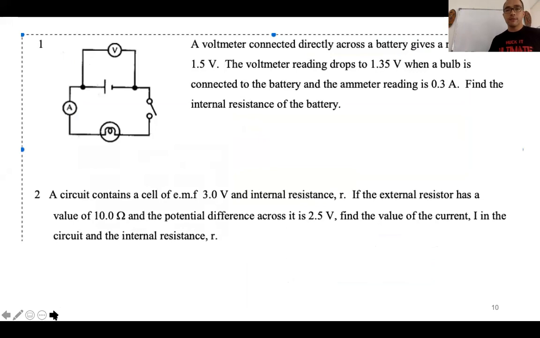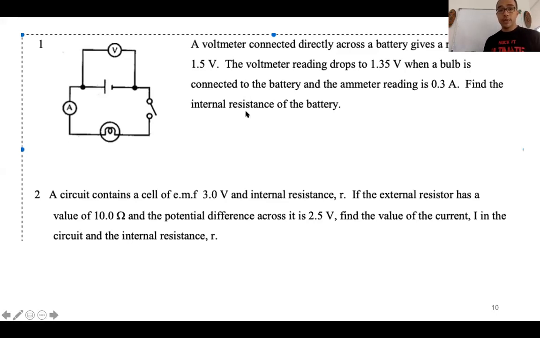Okay, so the question is, a voltmeter connected directly across a battery gives a reading of 1.5 volts. The question you need to ask is, this 1.5 volts, is it E or is it potential difference? The next part says the voltmeter reading drops to 1.35 volts when a bulb is connected to the battery and the ammeter reading is 0.3 amps. Find the internal resistance of the battery.